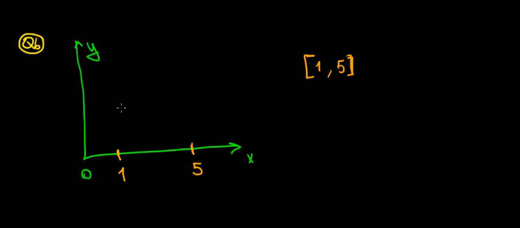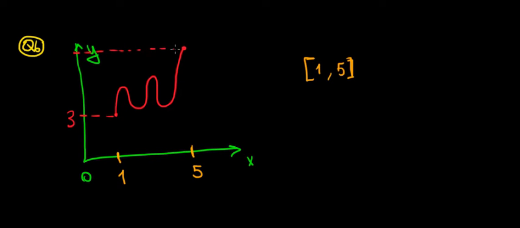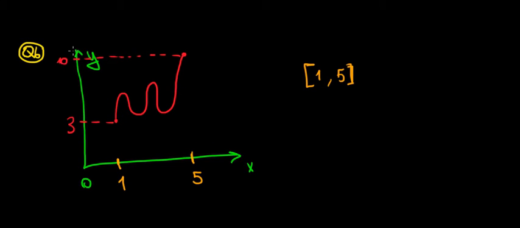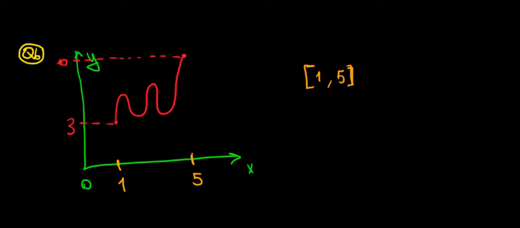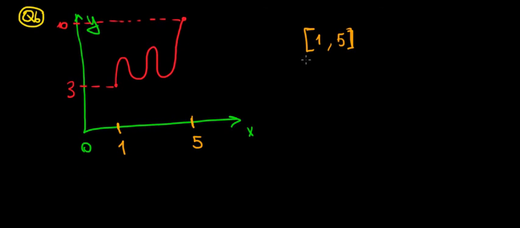So for example, it starts at this point where the value of f of 1 would be, let's say, 3, and it has the following shape until here, and the value at f of 5 is going to be equal to 10. Okay, so what do we see here? We can see that we have local maximums and a global maximum.